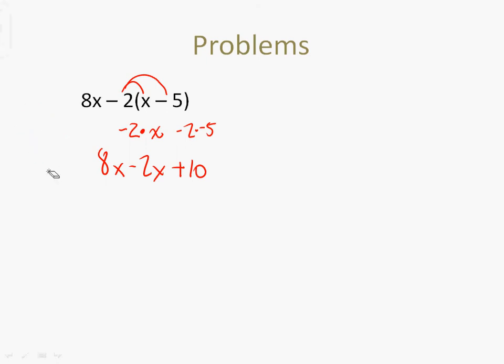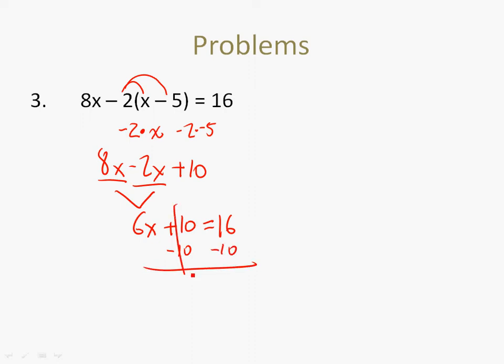Like terms now come together. 8x minus 2x, that's 6x plus 10. And now finally let's bring back the other side of the equation. That equals 16. And then finish it off. Minus 10, minus 10. Cross them out. 6x plus 0, just 6x, equals 16 minus 10. That's 6. Divide by 6, divide by 6. Cancels out. That's 1x or just x. x equals 1. And we are done.